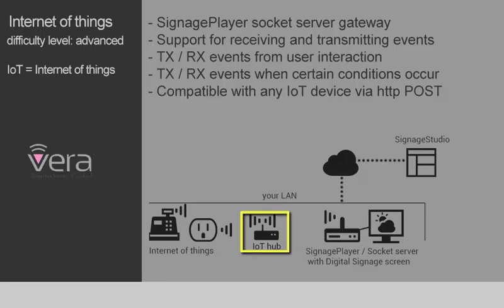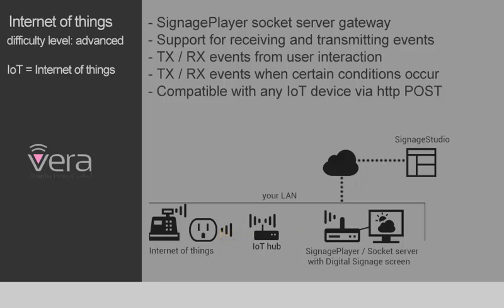This includes Vera, Arduino, Ninja Blocks, or many of the IoT devices out there that you can just purchase on the market. And your IoT hub can connect to any smart thing. Plugs, switches, relays, cash registers, elevators, anything you want, because your smart things will communicate with the hub, and in turn, the hub will communicate with the signage player.